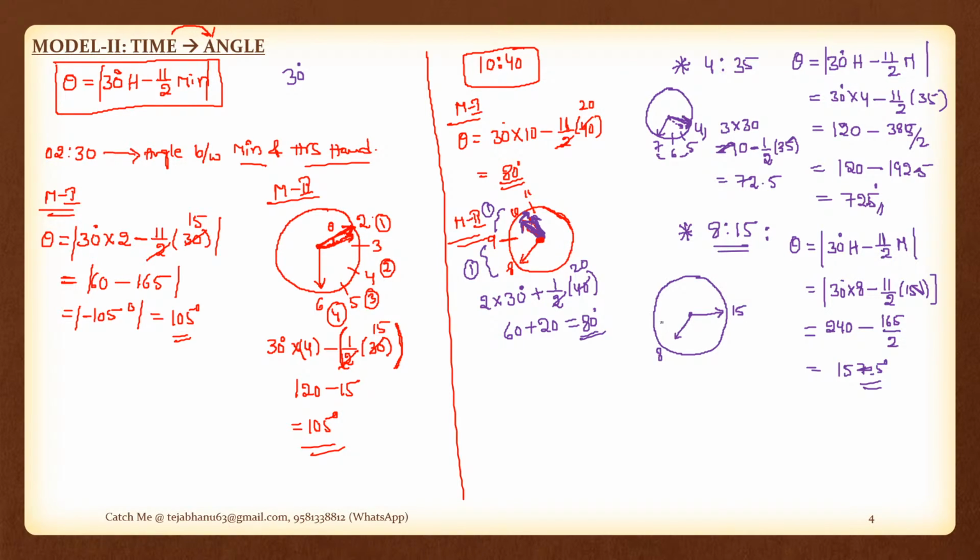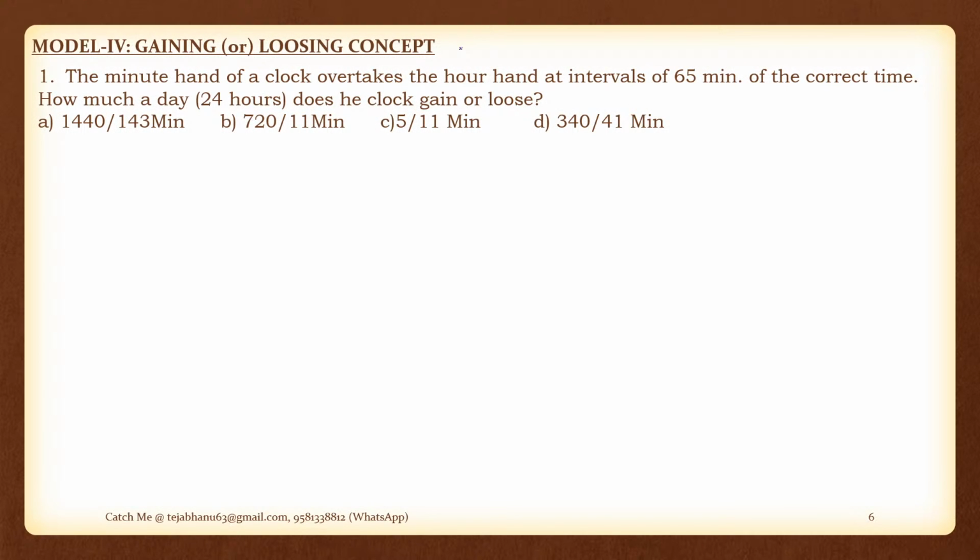I hope it's clear. For today, I am stopping the class here. Tomorrow, I'll discuss a few more models. Model 3 is angle and time. If they give an angle, we have to find out the time. We have different ways to find this. And after that, we have the gaining and losing concept.